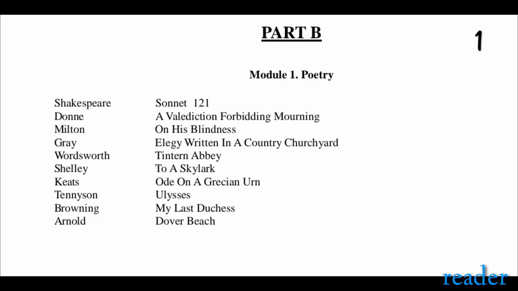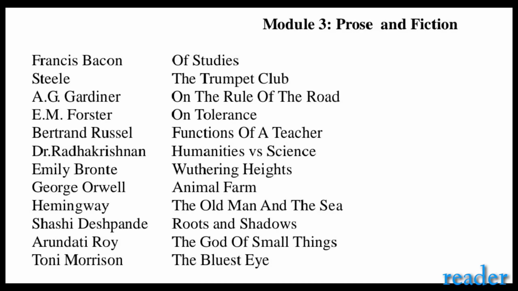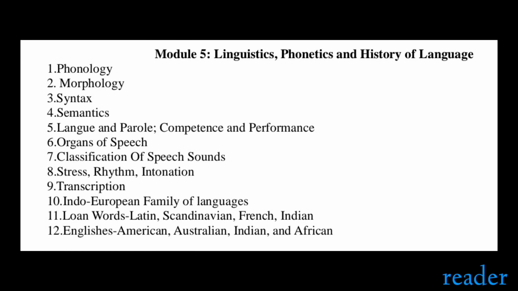First one is poetry, which is a collection of 23 poems. The second module is drama, and this is the collection of 10 plays. The third module is prose and fiction, which contains 12 works. Module 4 is the literary criticism and literary terms. The fifth one is linguistics, phonetics and history of language.